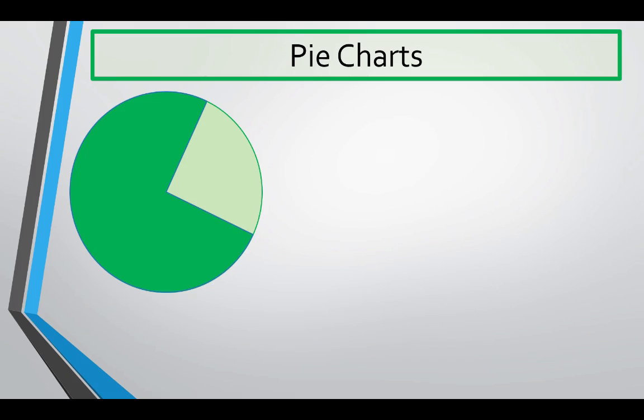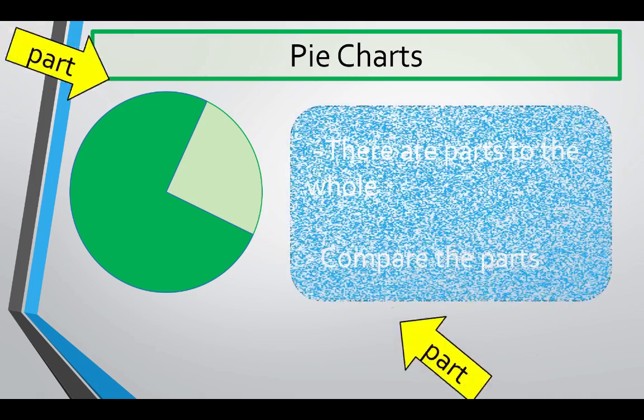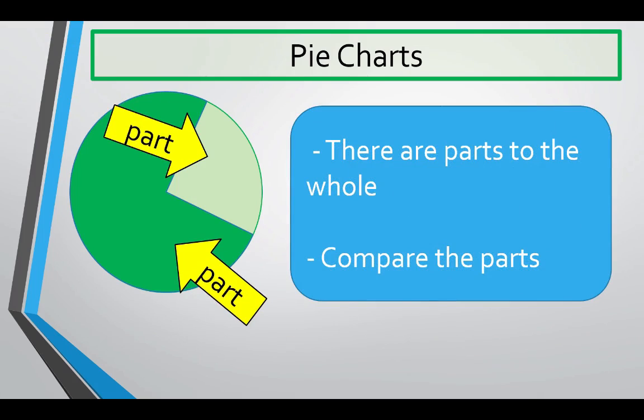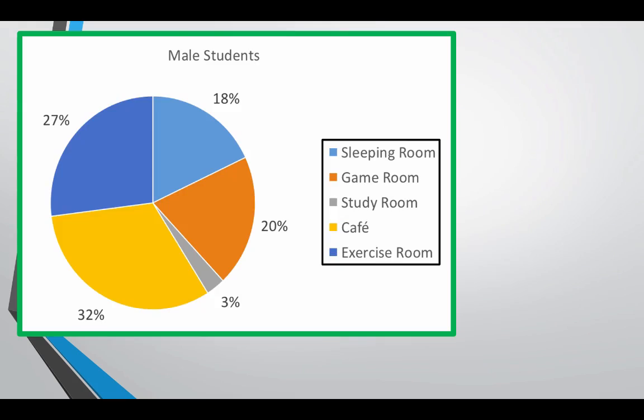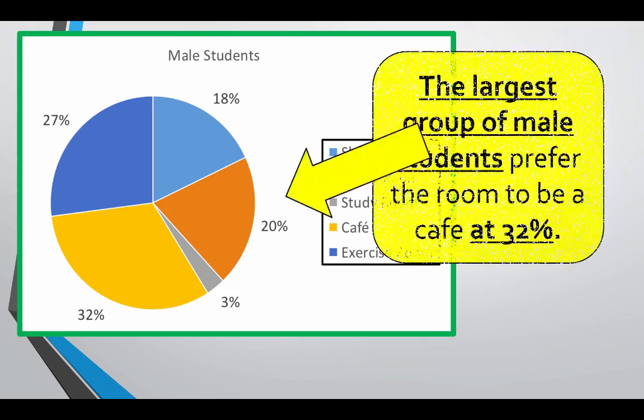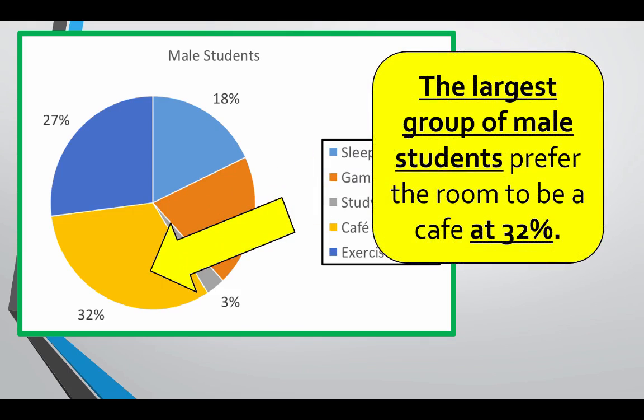Lastly, pie charts are used to show a situation where there are parts to a whole, and you are trying to compare the parts. For example, using the same survey from the bar graph, let's just take a look at the male students' results. In total, there were 191 male students who participated in the survey. The largest group of male students prefer the room to be a cafe at 32%.